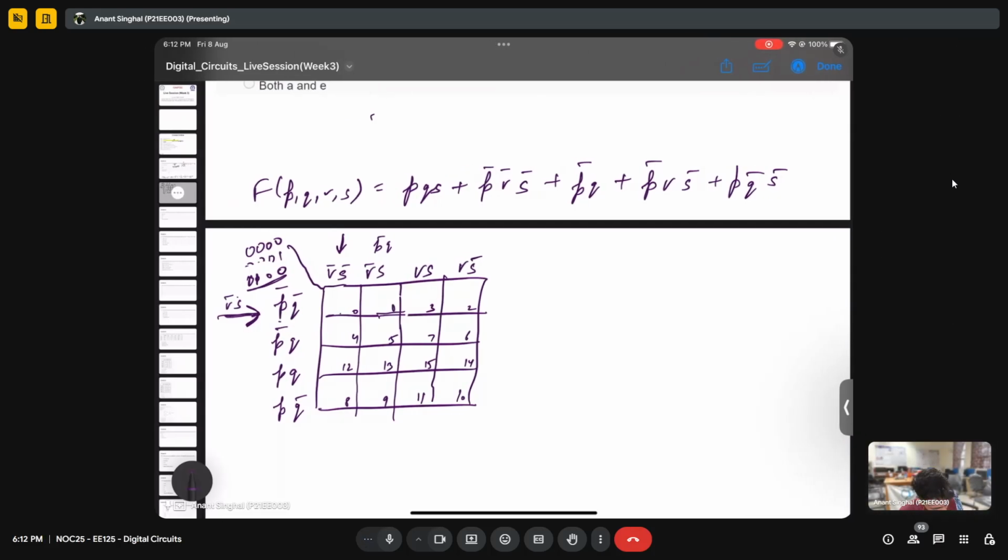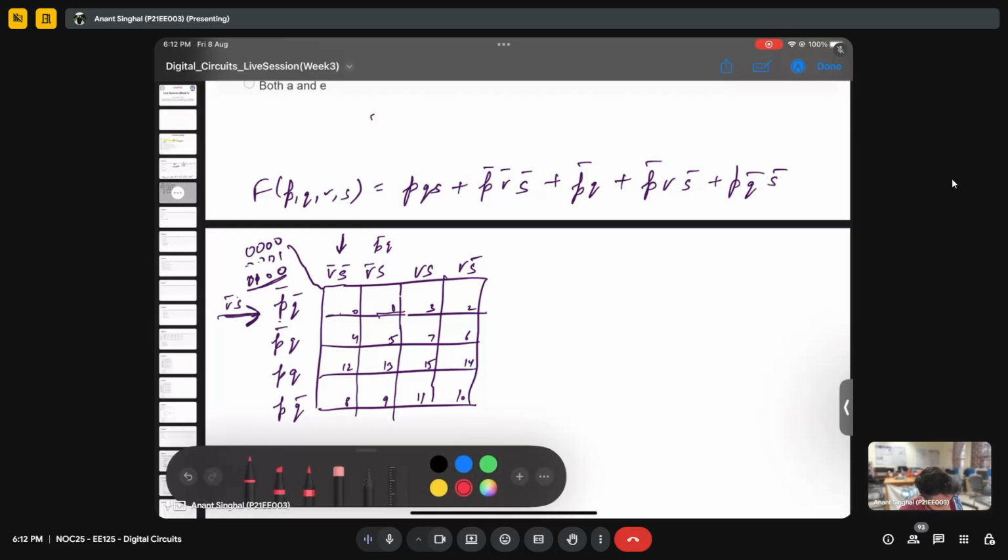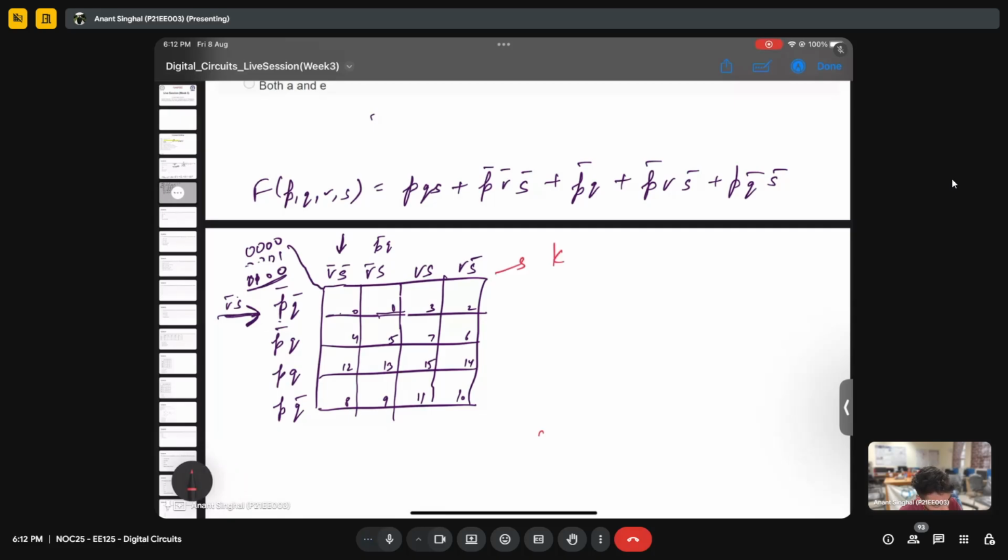Yeah, so there is a reason for that too. In general, the K-map that we write is in the form of Gray code.